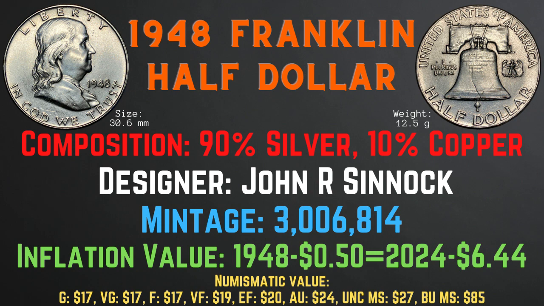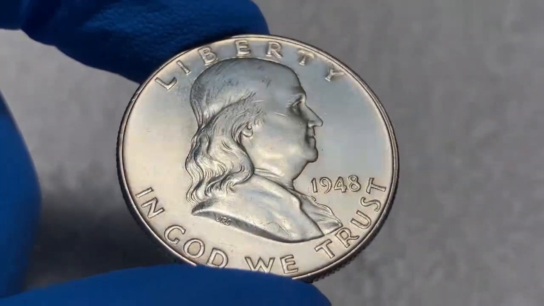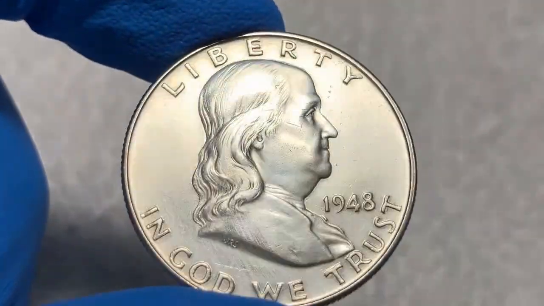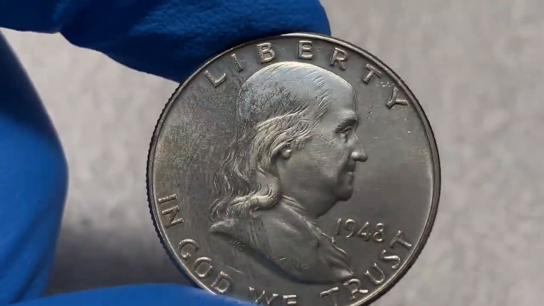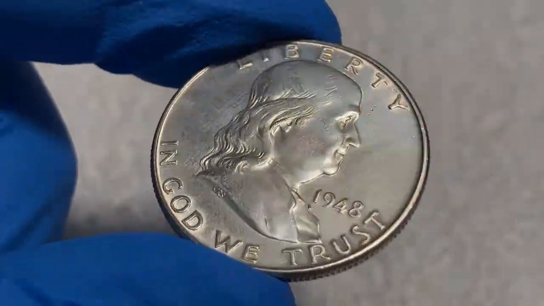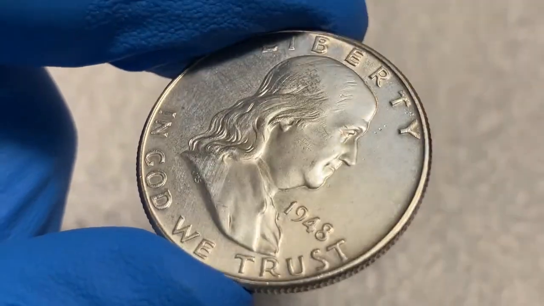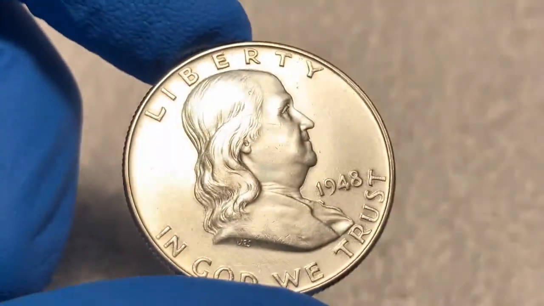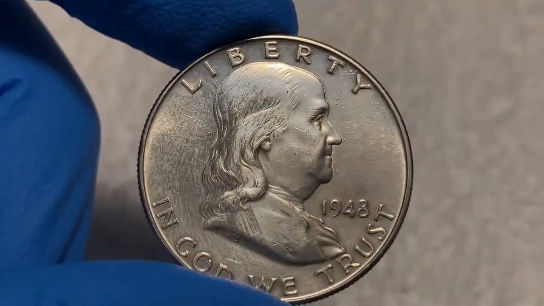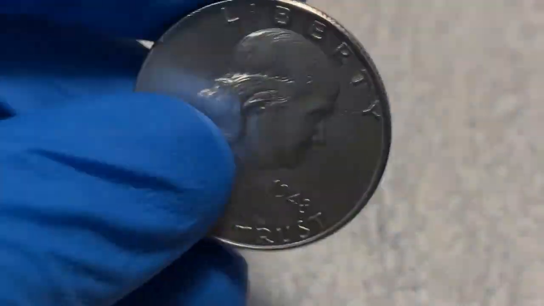Now let's take a closer look at the 1948 Franklin half dollar from my collection. So, as we take a look at this 1948 Franklin half dollar, we can see it's in excellent shape for its age. However, it appears that there may have been some cleaning done to this coin. As the light hits it, we see the rim is very nice there, and we can also see the outline of Benjamin Franklin and the details and read the words very clearly.